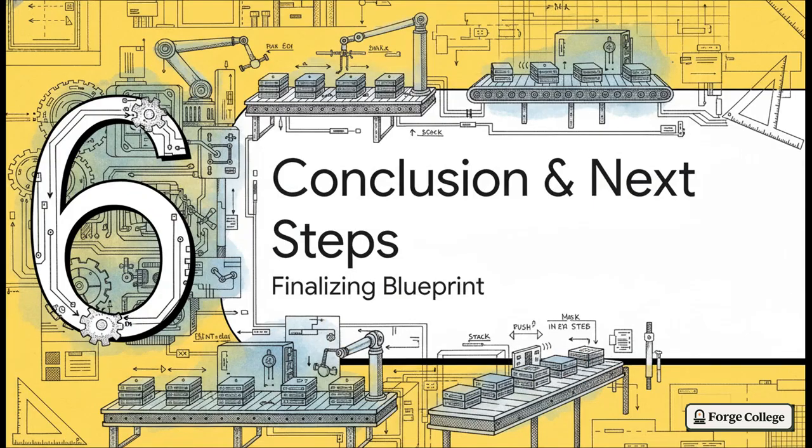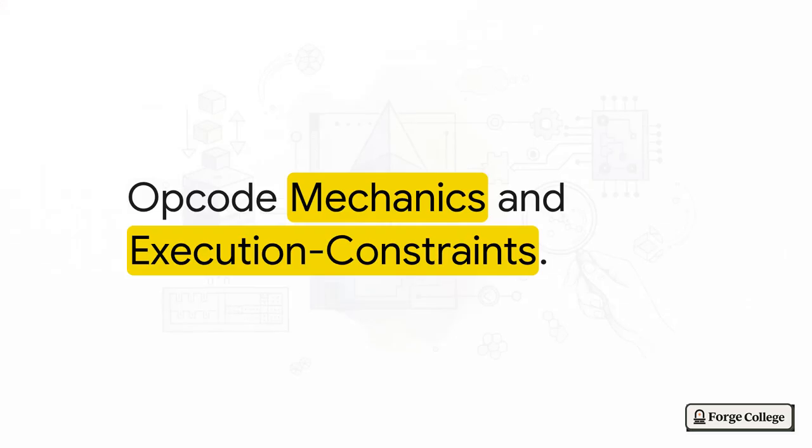And finally, Section 6, Conclusion and Next Steps, Finalizing the Blueprint. Next up in our journey through the EVM, we're going to take everything we just categorized today and start attaching some very strict operational rules to it. In opcode mechanics and execution constraints, we'll convert these categories into exact gas formulas. We'll look at absolute stack depth limits, and we'll see exactly what happens when you completely run out of gas. It's going to be fantastic.